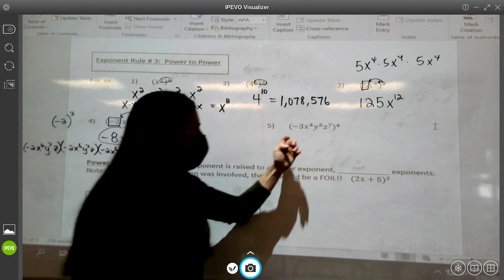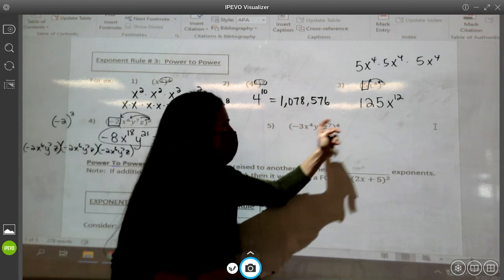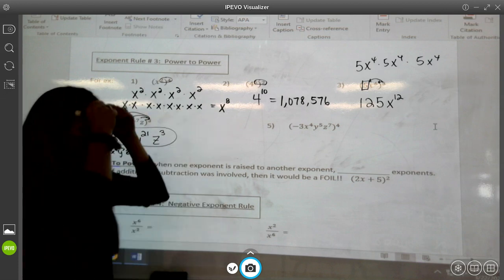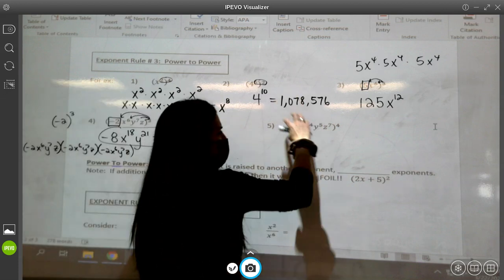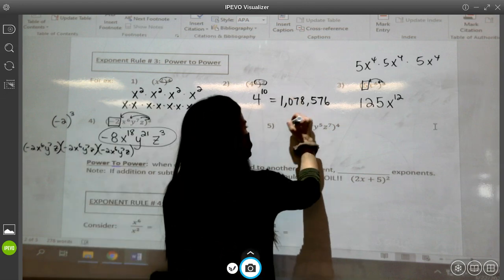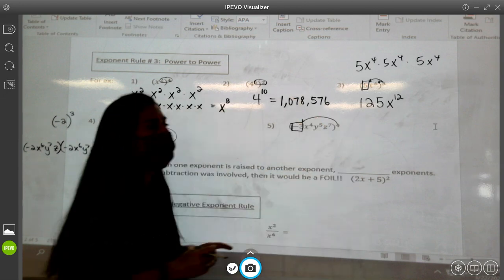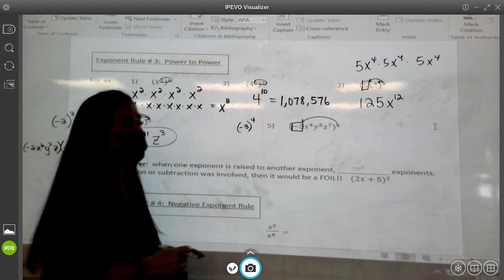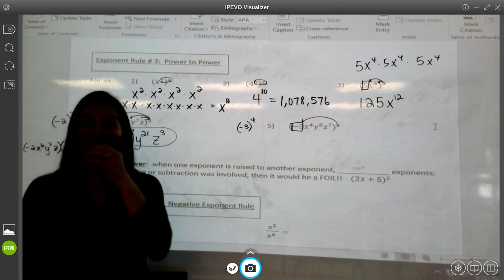All right, last one. All of this is being raised to a power of 4. And again, there's no adding or subtracting. So all I have to do is give everything in there a power of 4. So -3 is a number, raise it to the 4th power. Guys, that's -3 to the 4th power. That's -3 times itself 4 times.